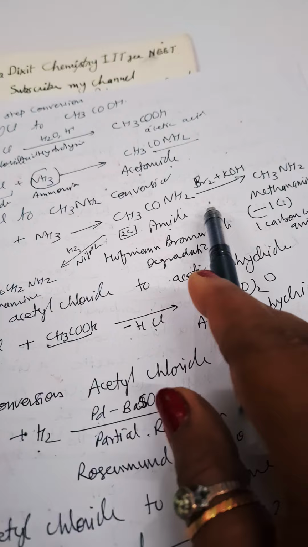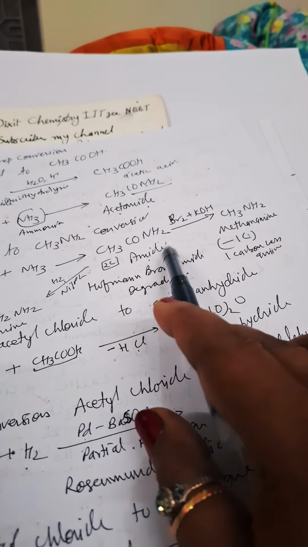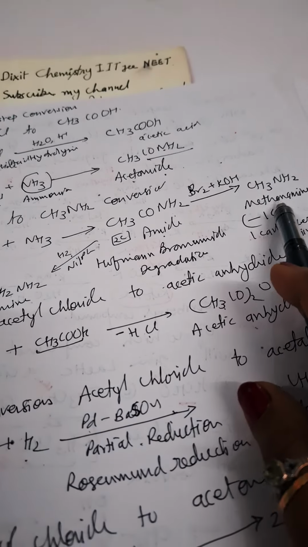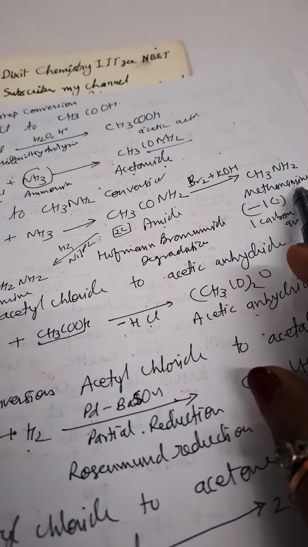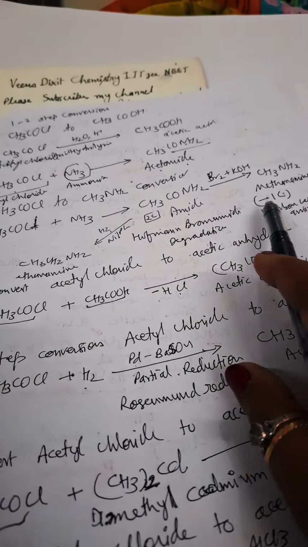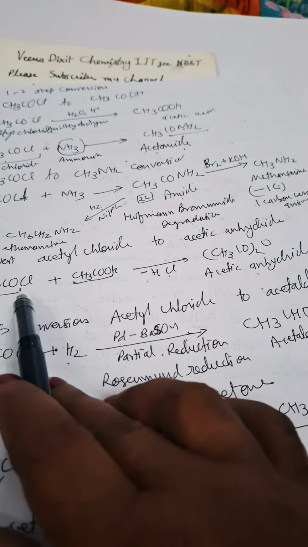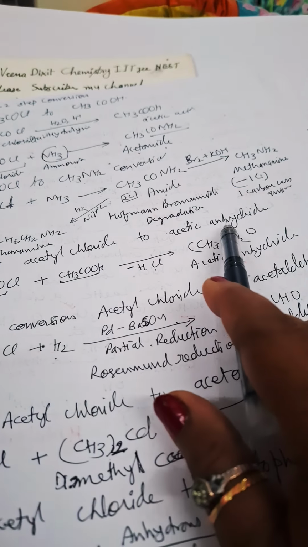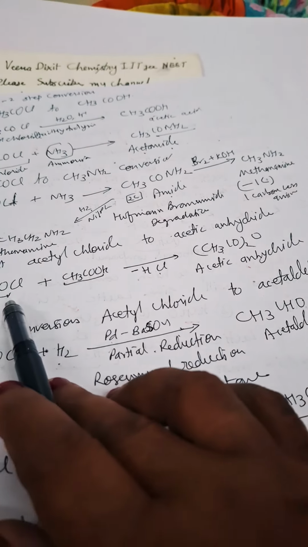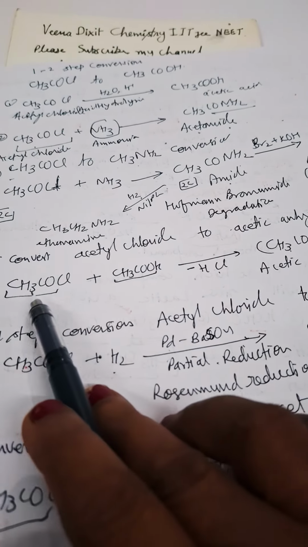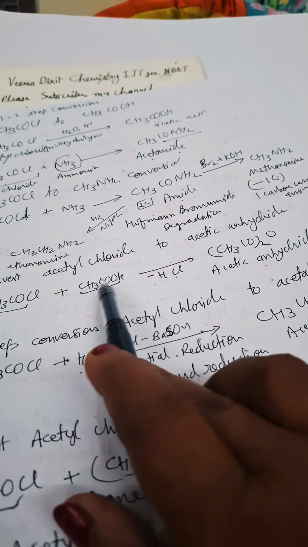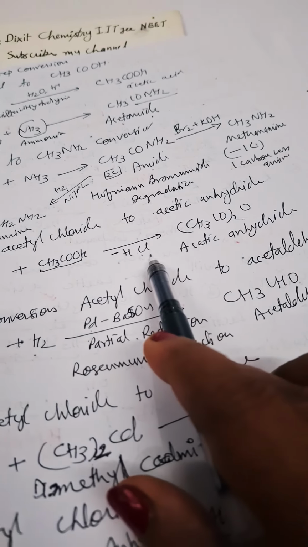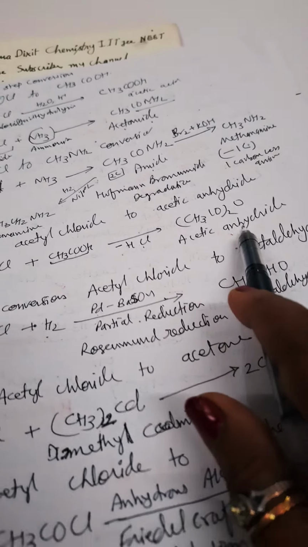Now if we do Br2/KOH, that is Hofmann bromamide degradation, we will get lower amines. Okay, CH3NH2 is the lower amine. Clear? One carbon less amine. Now see here, convert acetyl chloride to acetic anhydride. For this, what do we have to do? We will add acetic acid to it. So acetyl chloride when reacted with acetic acid, HCl will be lost and we will get acetic anhydride.